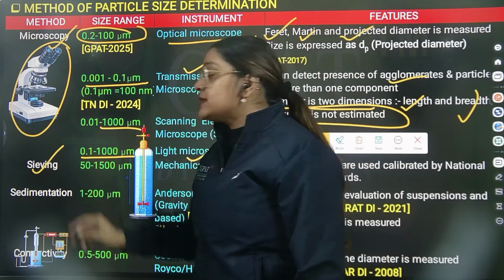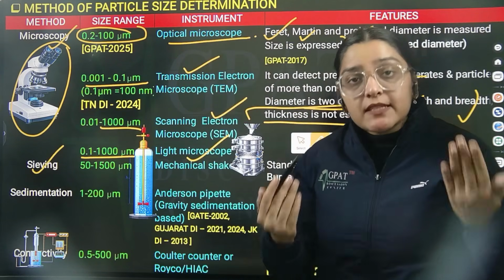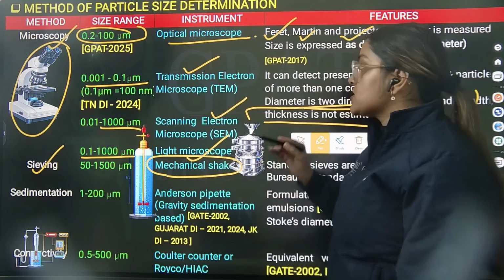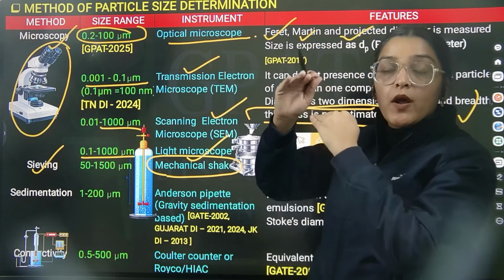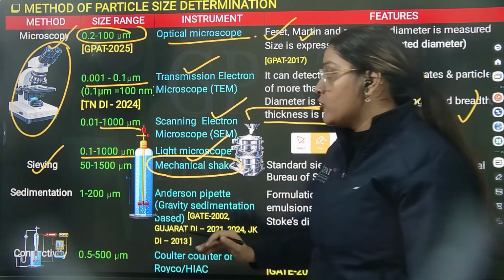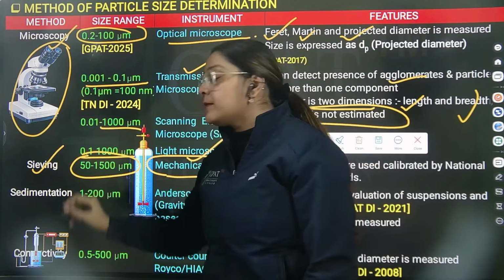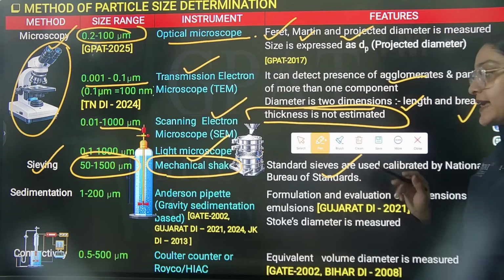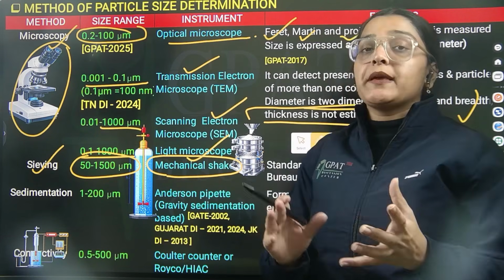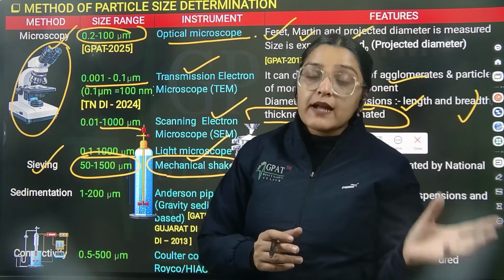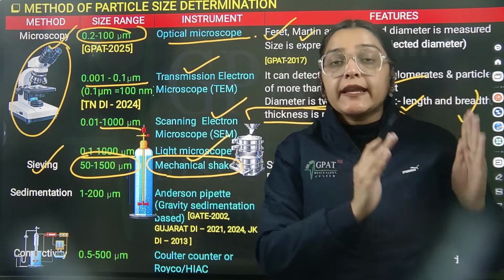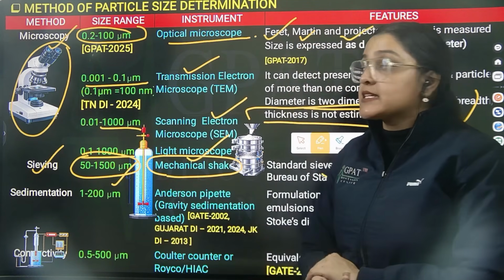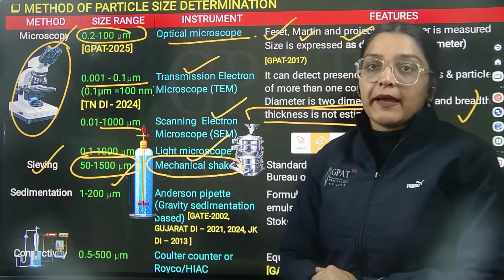Then the second method we have is the sieving method. In the sieving method we use a mechanical shaker machine in which all the different sieves are stacked one upon another based on their grading. The particle size which can be estimated is 50 to 1500 micrometer. We have a standard size which is already given in your books. Based on the sieve grades, the powders will be classified as coarse, fine and superfine. Important thing here: a sieve shaker is used and the size range you get is 50 to 1500 micrometer.